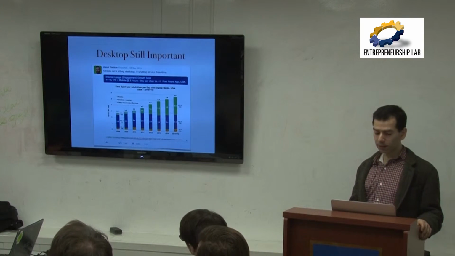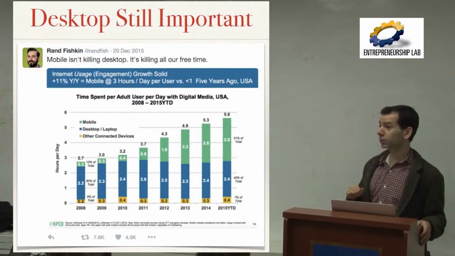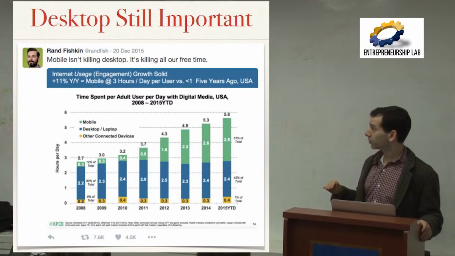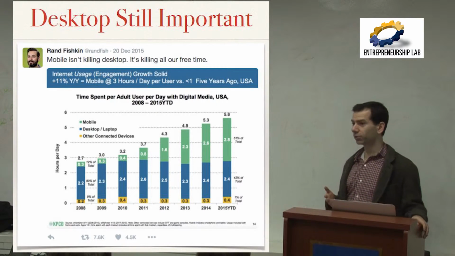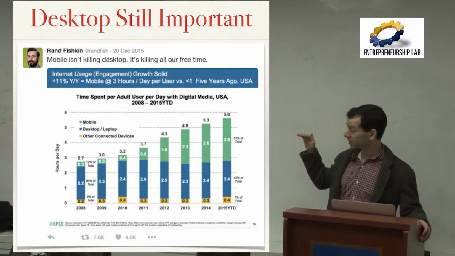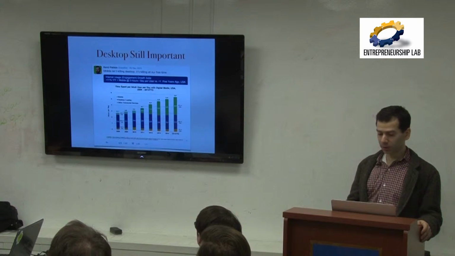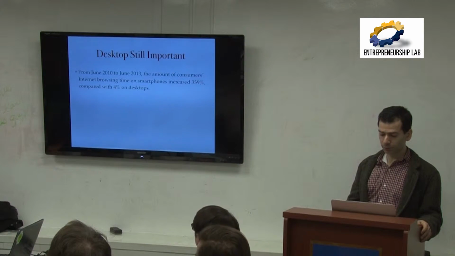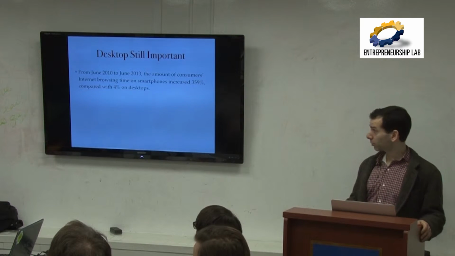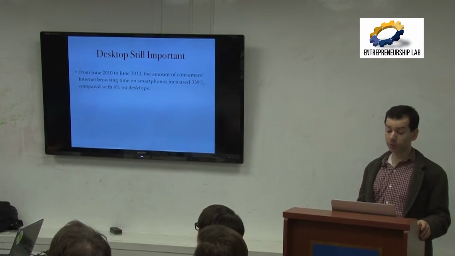The desktop is still important. The desktop use hasn't fallen as mobile use has increased. So what's actually happening is we're just losing all our free time playing with computers. So desktop use has actually kept pretty steady. Just mobile use has increased a lot. Okay. So internet went up 350% in 3 years, and desktop use went up 4%.